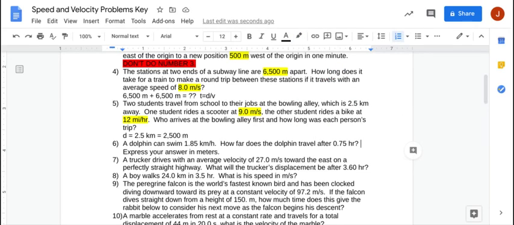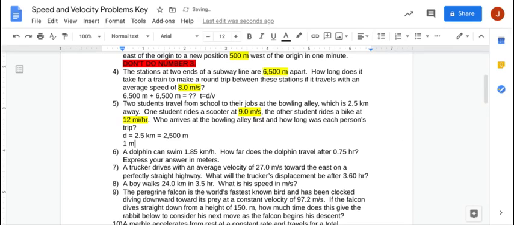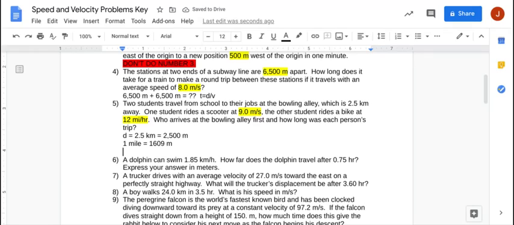I'm going to give you the information that you need to convert these. 1 mile equals 1609 meters. We also need to convert hours, and that is 1 hour equals 3,600 seconds. So I'm going to set this up. You're going to have to do conversion factors.